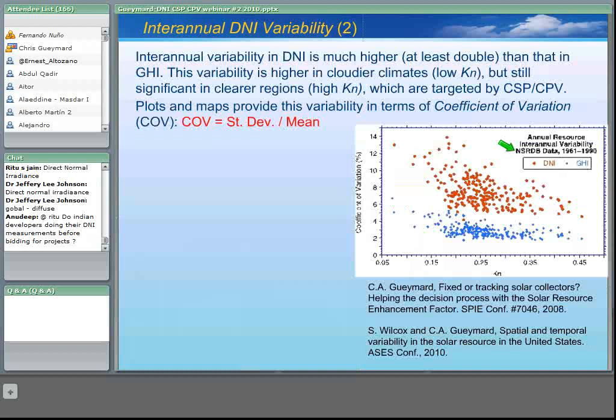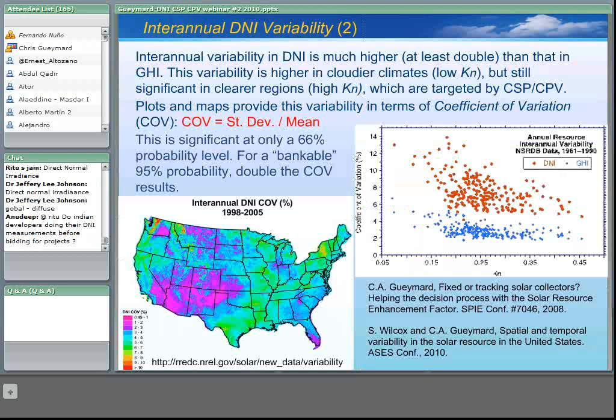So you see that in red, the DNI variation, and in blue, the global irradiance variation. So you see a lot of scatter, and obviously the coefficient of variation is a lot higher for DNI. So this coefficient of variation is actually only significant at the 60% probability level. That's purely statistics. For bankable 95% probability, for example, you should double these COV results.